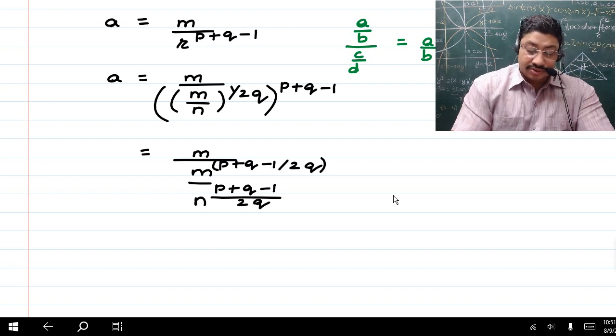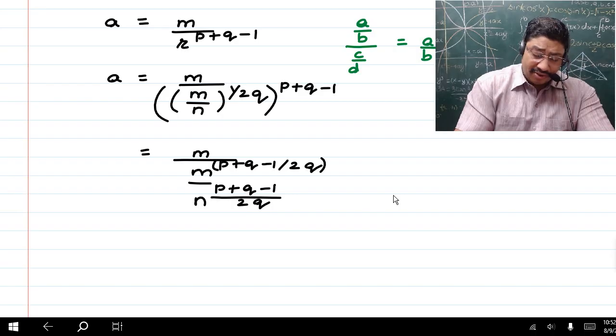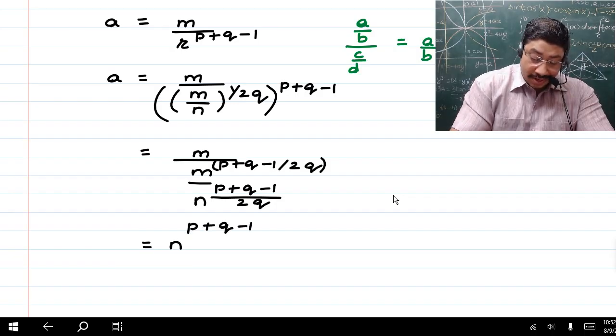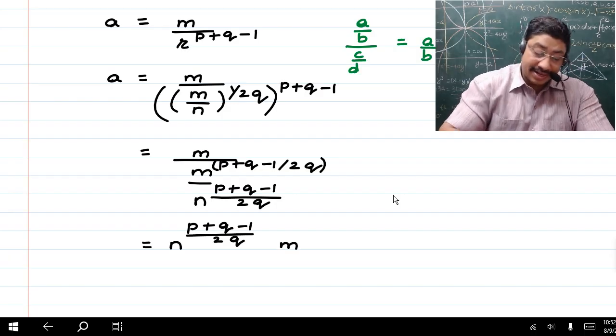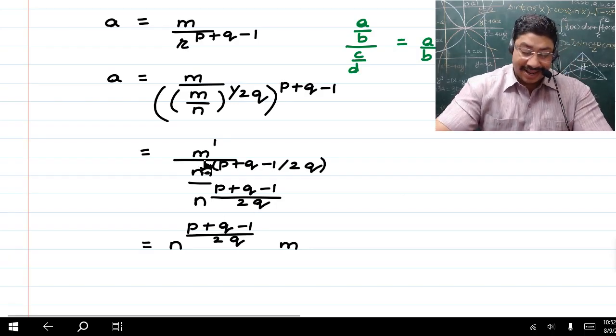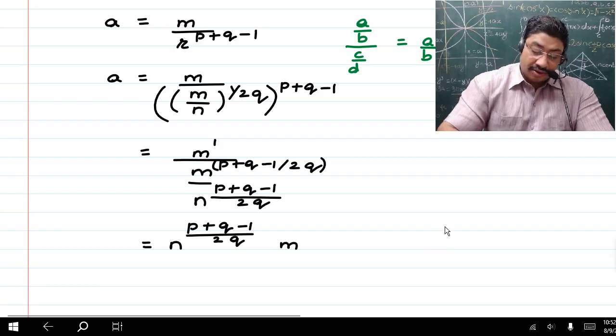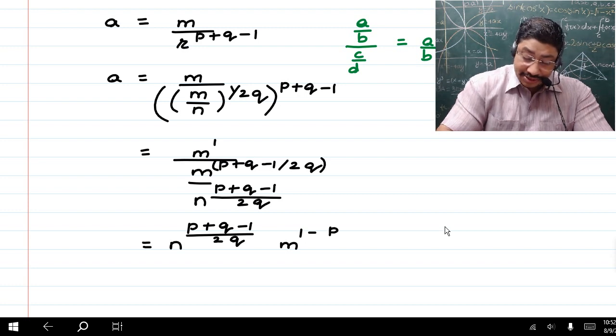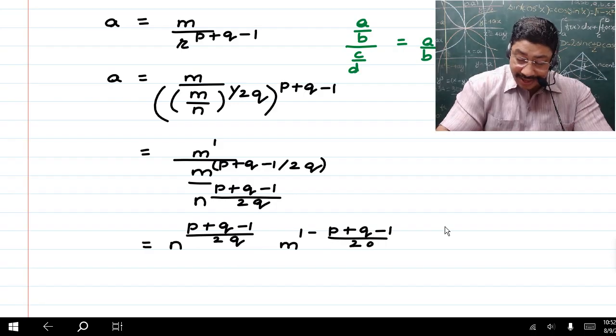Now children, as I've already discussed, the power of n will come over to the numerator just as it is, as it will reciprocate. So we will have n raised to the power p plus q minus 1 raised to the power 2q. And if you talk about the power of m in the numerator, when there is no power, it automatically means that the power is 1. I have written that here. So from the power 1 is going to be subtracted the power in the denominator, that is p plus q minus 1, divided by 2q.